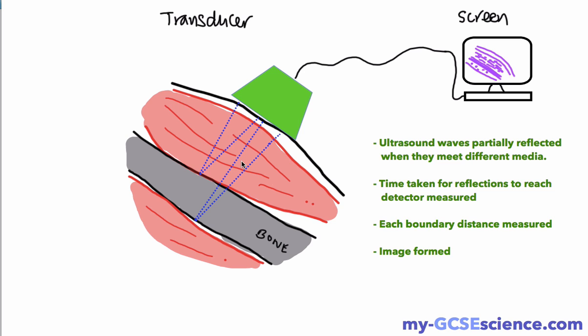So the key here really is that we're using sound waves, we're measuring distances travelled, we're measuring reflection of those sound waves, and a control system with a processor will actually transform those sound waves into images based on the data that it picks up.